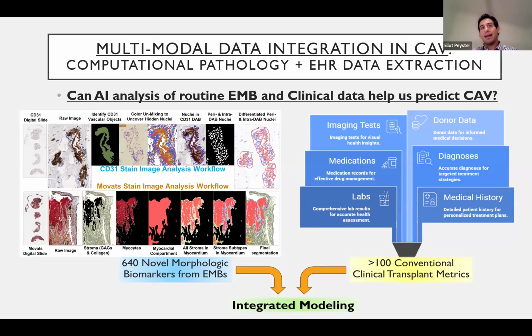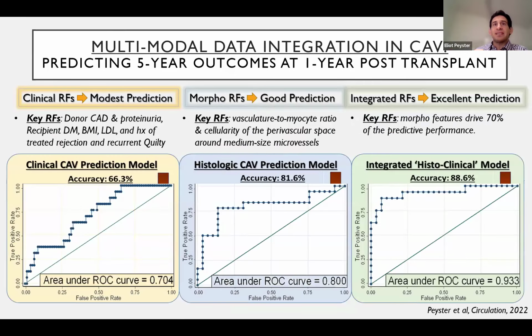In order to explore whether AI-aided data integration could help us identify CAV patients sooner than traditional diagnostics, we applied computational pathology to routine one-year surveillance biopsies, extracting quantitative features of vascular morphology, perivascular cellularity, and stromal organization. And we combined these morphology features with a large set of structured clinical data extracted from the electronic health record. Using these two distinct data sources, we created three CAV prediction models. The first used just clinical data, the second used just the quantitative computational morphology data, and the third integrated the clinical and morphology data to assess the added value of multimodal frameworks.